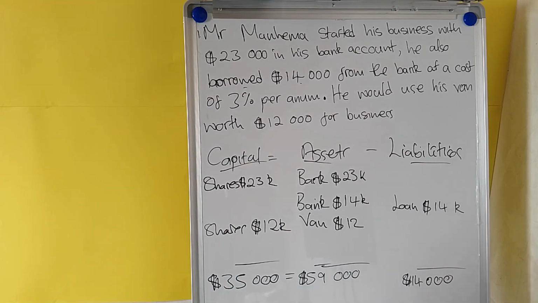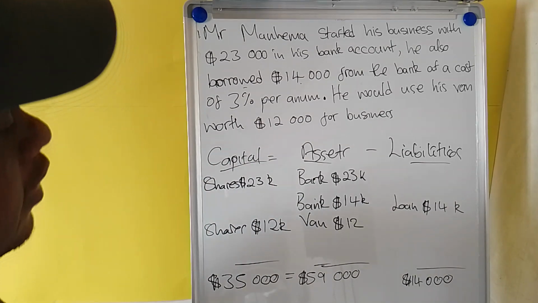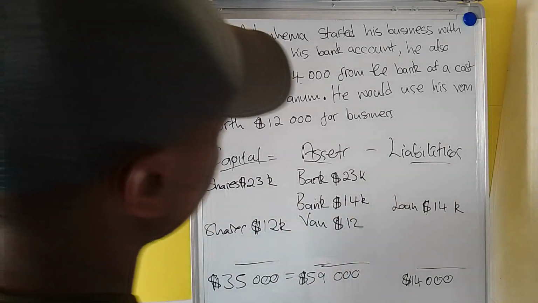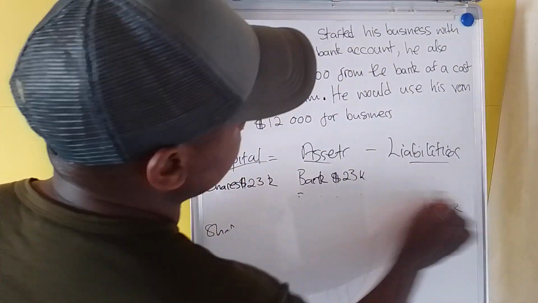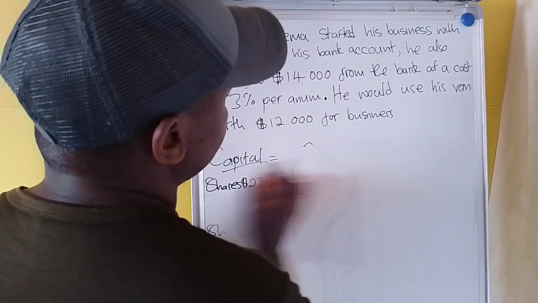We also need to know how the accounting equation relates to the trial balance and the balance sheet. Now let's look at the trial balance.